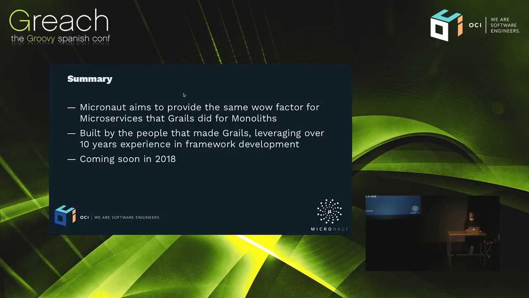So, in summary, Micronaut aims to provide the same wow factor for microservices that Grails did 10 years ago when it was released in 1.4 for monoliths, and even before for folks who were using the earlier point releases of Grails. Micronaut is built by the people that made Grails. Grails is 10 years old, and we, the Grails team, all have over 10 years of experience in building frameworks. We know all the problems, we know what needs to be done, and we believe that we're coming out with an awesome solution. And Micronaut is coming soon in 2018.